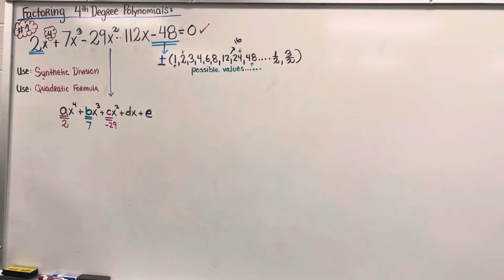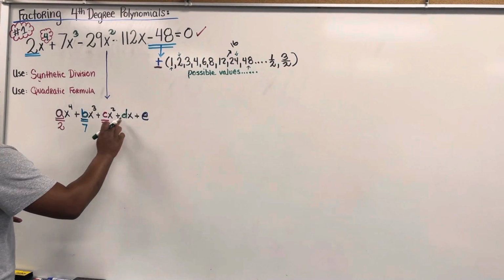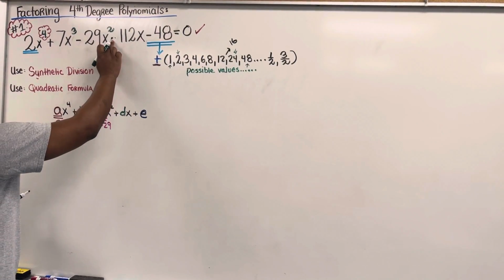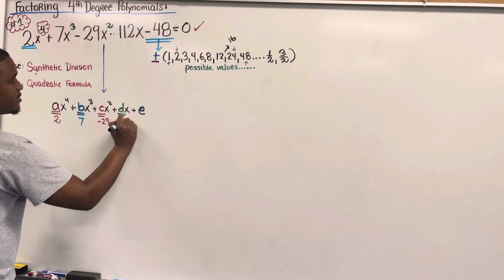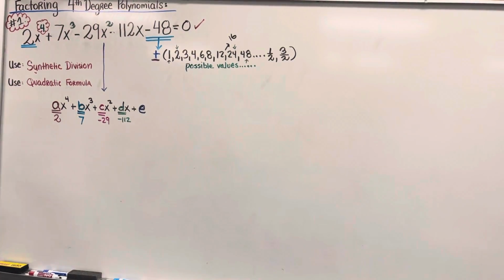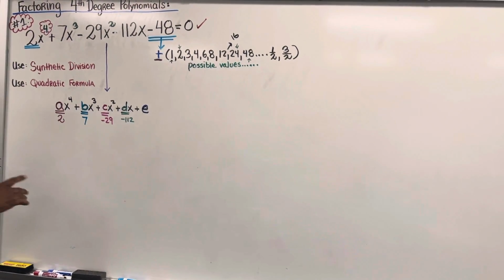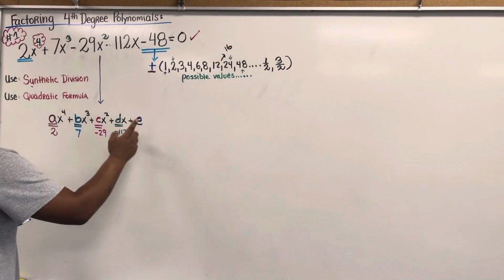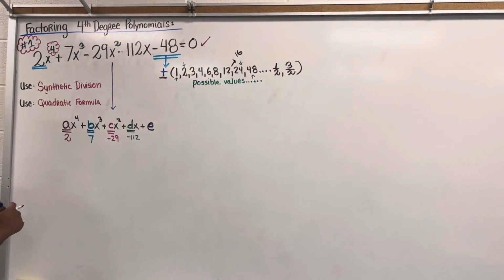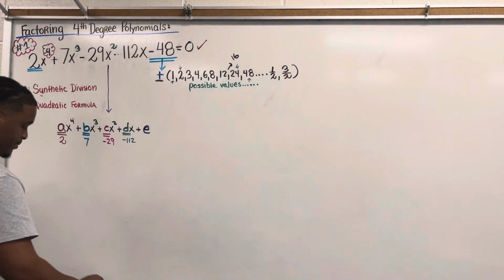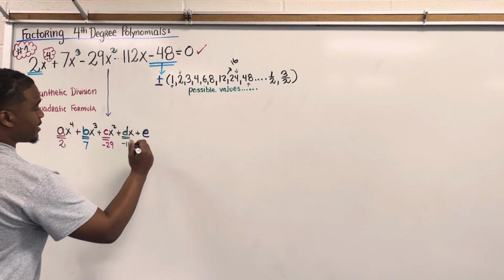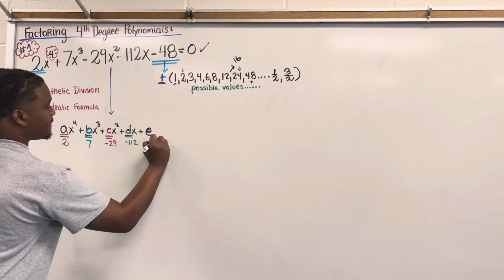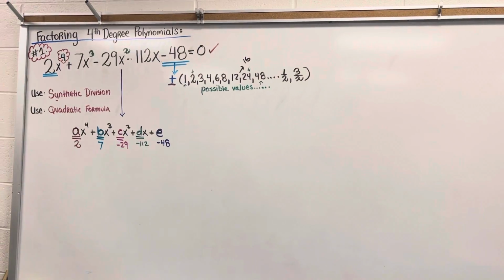D is this D times x, or dx. Right here is negative 112x, so D will be negative 112. And then, of course, we have E, which is the constant, the number that is not attached to an x. In this case, it will be a negative 48. Okay, so we have our values.